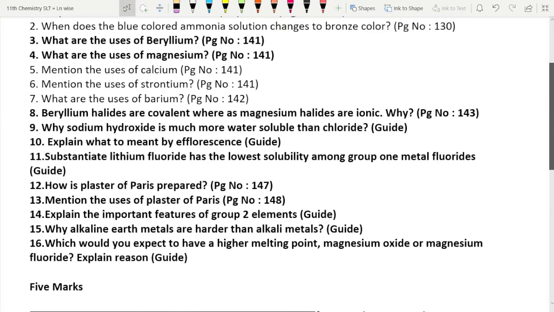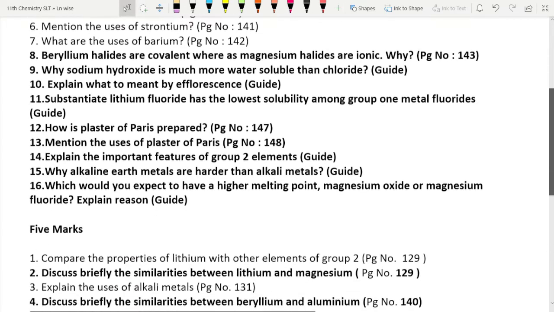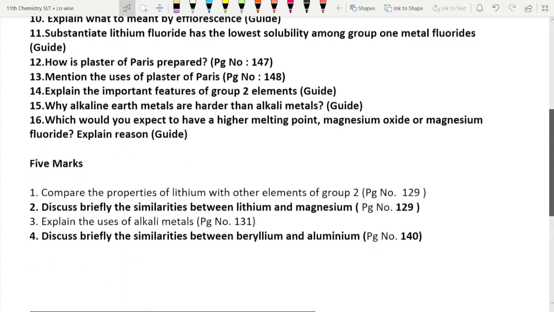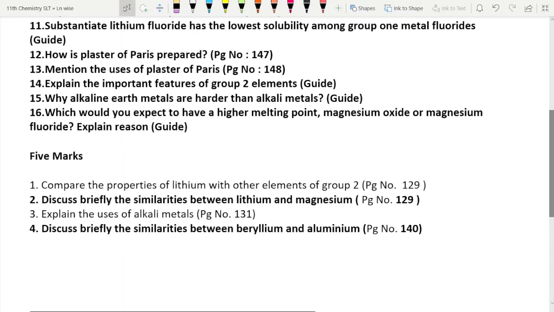All these are in the guide, read and study them. Now let's go to the 5 mark questions. Compare the properties of lithium with other elements of group 2. It is on page number 129. Discuss briefly the similarities between lithium and magnesium. 129. Explain the use of alkali metals. Page number 131.